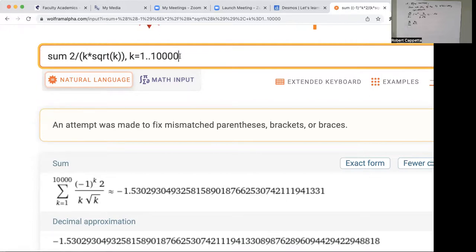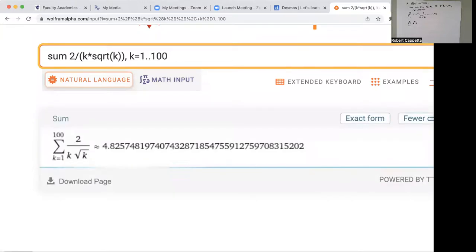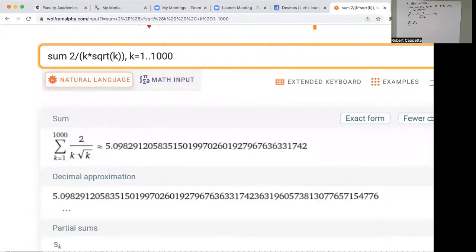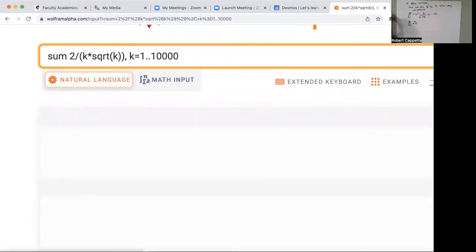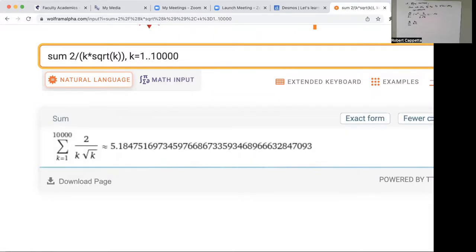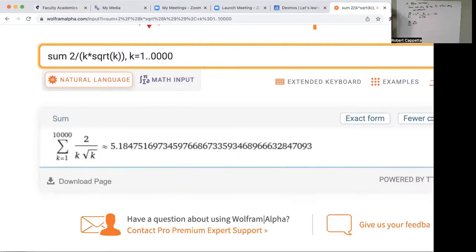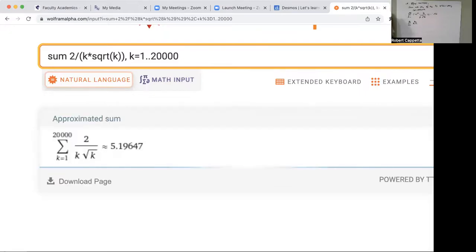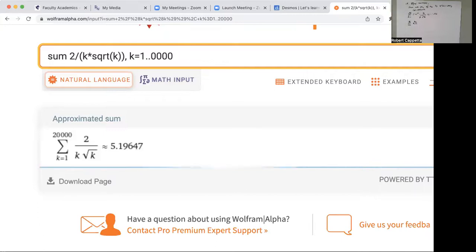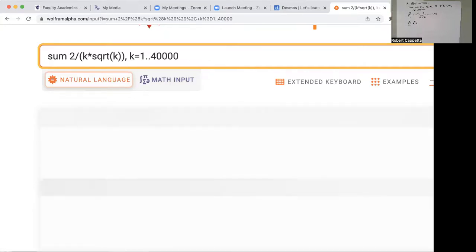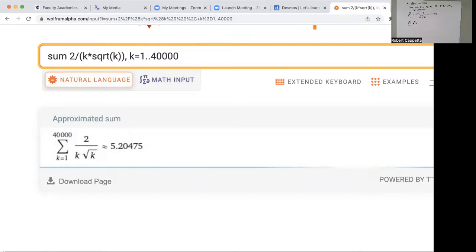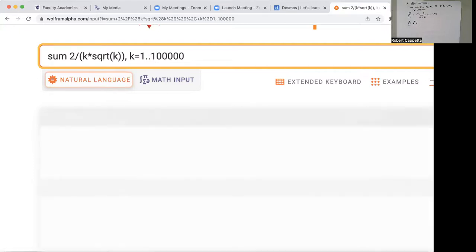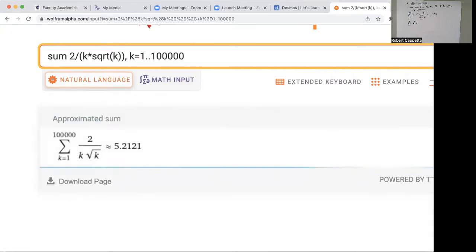And let's see what we get. Let's do 1 to 100 first, see if it's stabilizing. 4.825. 1 to 1,000, 5.098. Okay. Is 10,000 going to be all right? 5.18. Let's go to 20,000. 5.18. We get 5.19. What, 40,000 maybe? We'll go ahead and call it about 5.2. Sure, let's try 100,000 and see if that's going to work for us. Indeed, around 5.2, we'll say.